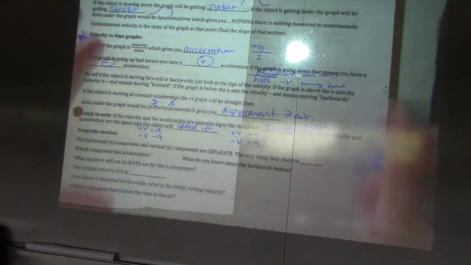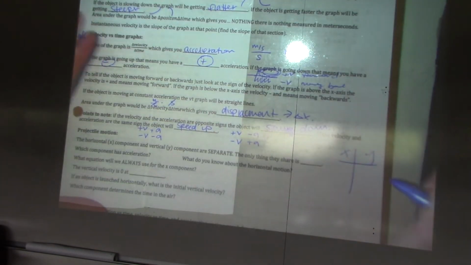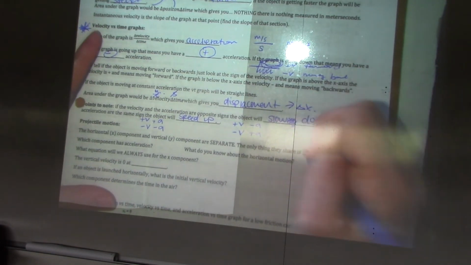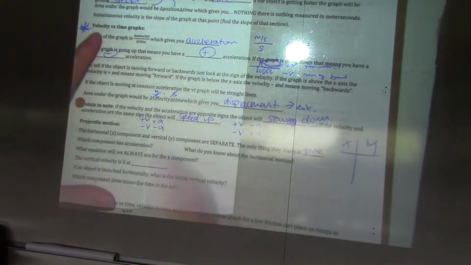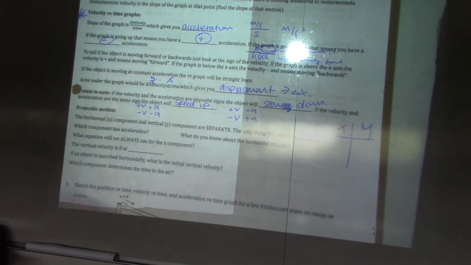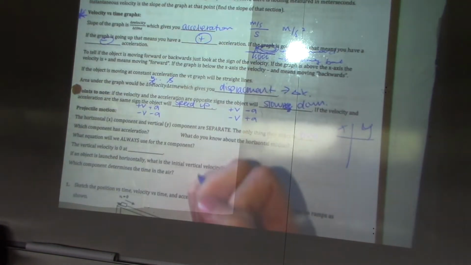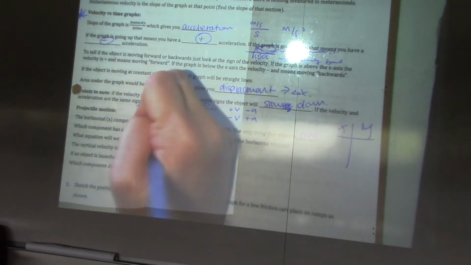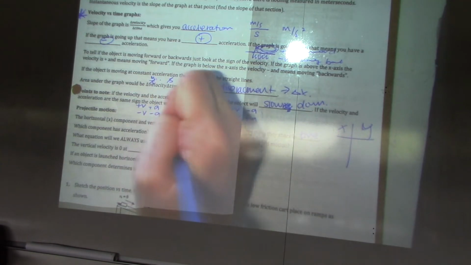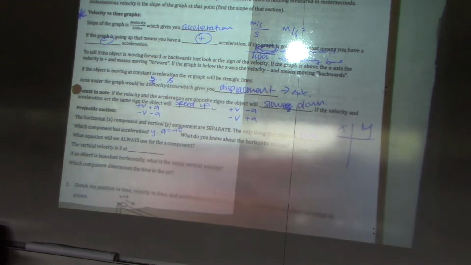Projectile motion. So normally we would make our chart x and y. X and y are completely separate. The only thing that they would share is the time, because the time it takes to fall down is also the time that it's going sideways. Which component has an acceleration? Well, the only thing acting on it is gravity. Gravity points down, so it has an acceleration in the y component. So acceleration for y is negative 10, or g.